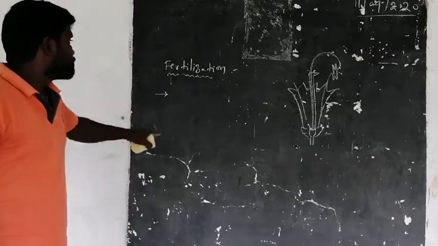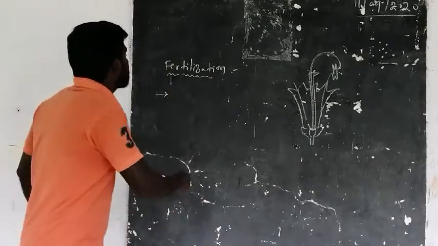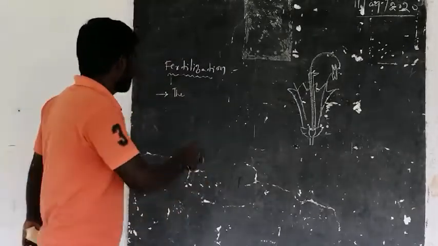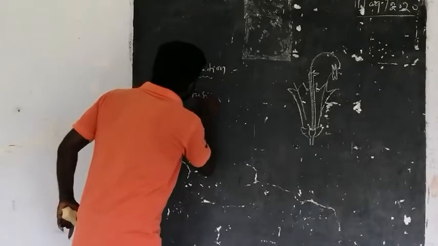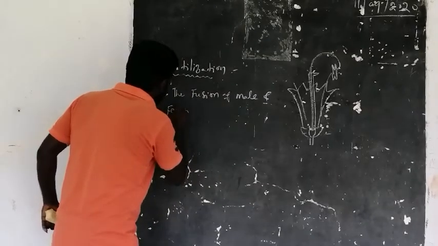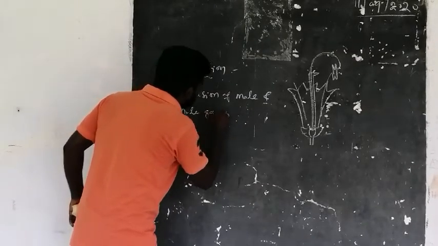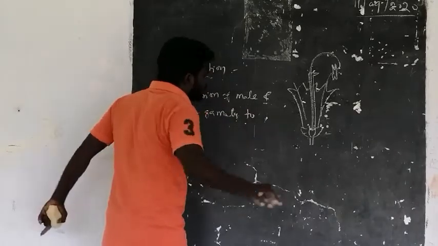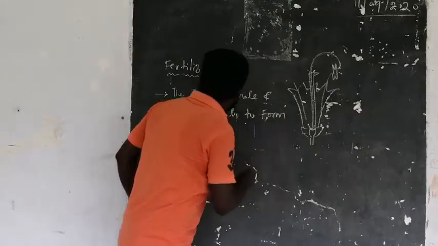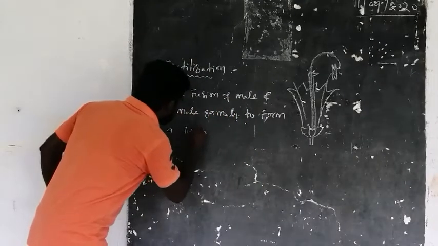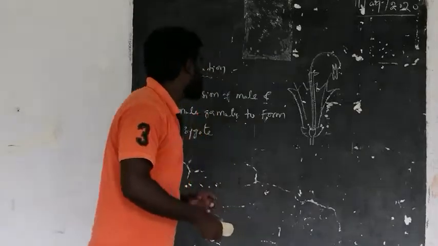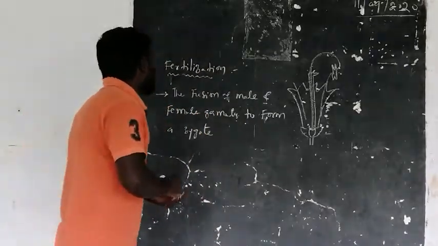And here, fertilization means the fusion of both male and female gametes to form a zygote. The fusion of male and female gametes to form a zygote is called the fertilization process.